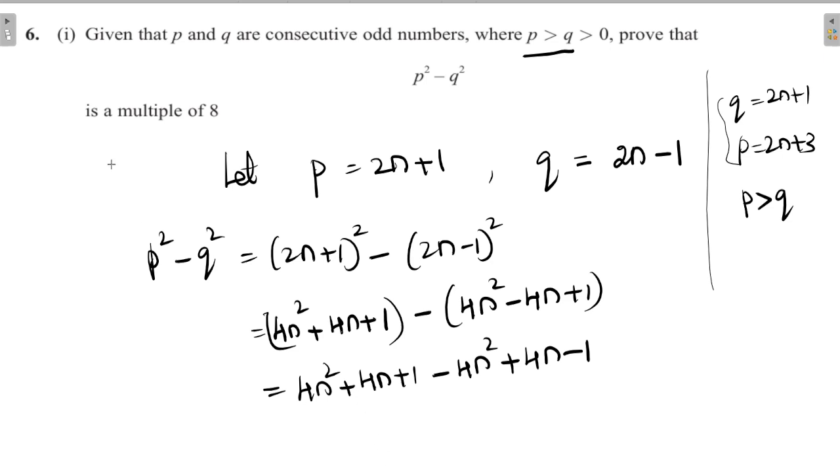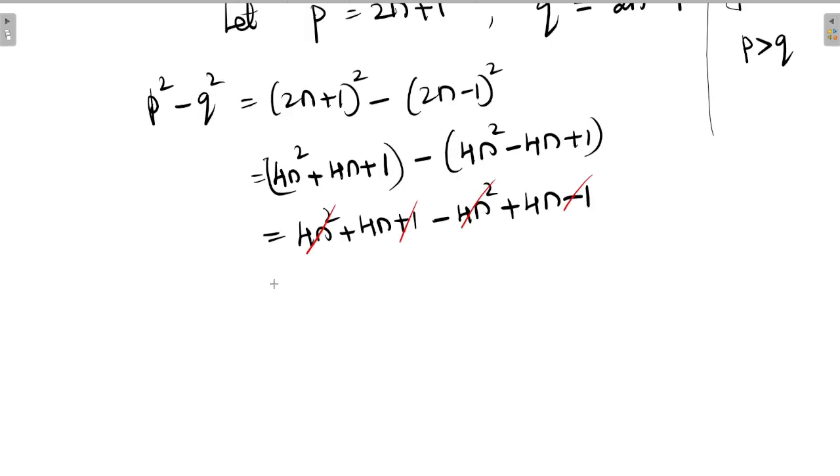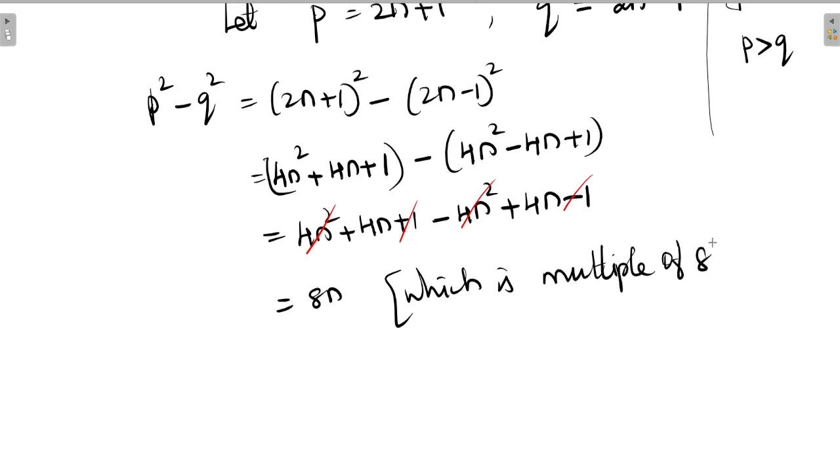Now we can cancel the common terms, because 4n squared minus 4n squared becomes 0, and 1 minus 1 is also 0. So the final terms are 4n plus 4n, which is equal to 8n. It is definitely a multiple of 8. Hence we proved.